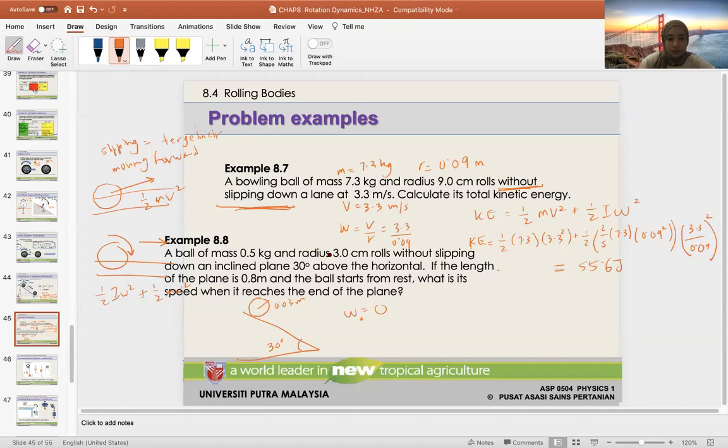Okay, let me do this on Word. Kejap Word. New document.